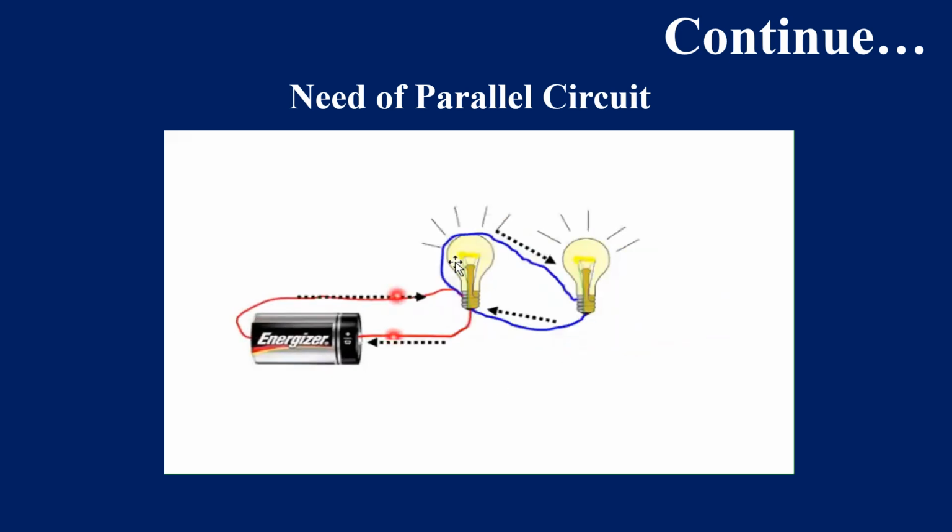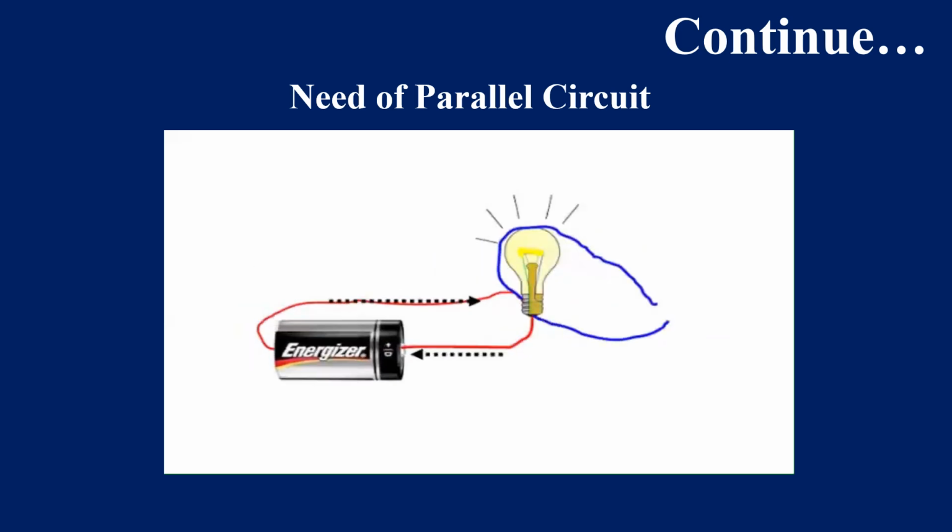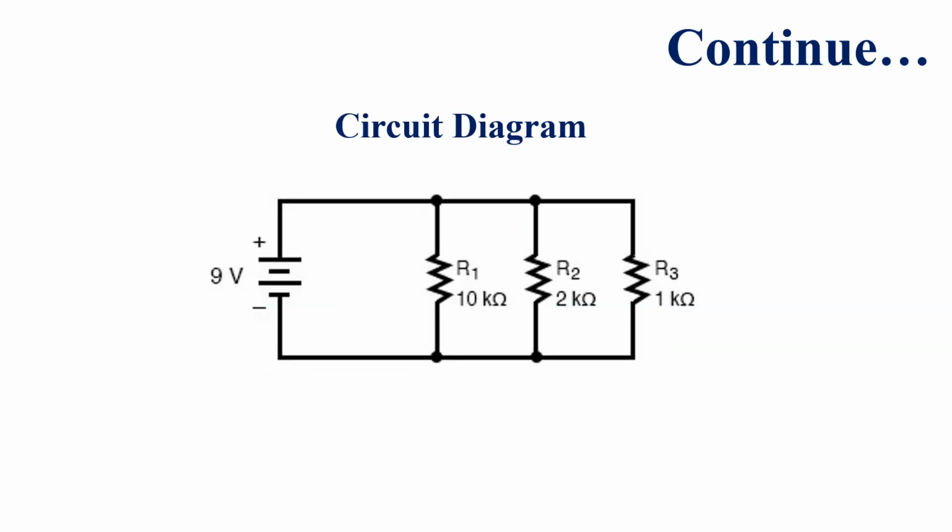But we can make a circuit with more than one path for the current, as we can see in this diagram. Then if one light goes off, the other can stay on. This is basically called the parallel circuit. Let's look at some examples of parallel circuits that demonstrate these principles. We will start with a parallel circuit consisting of 3 resistors and a single battery.